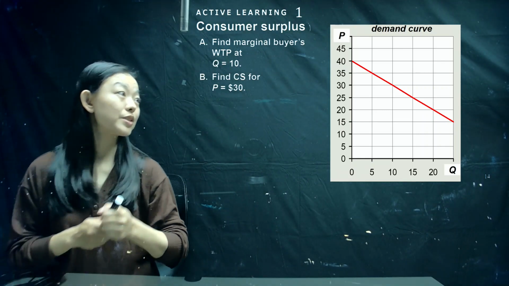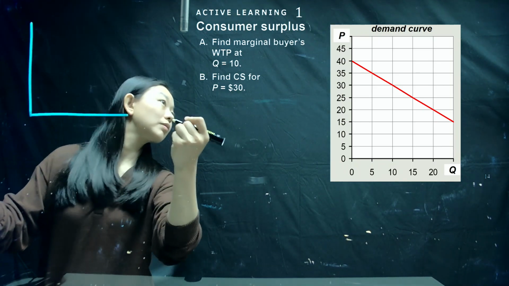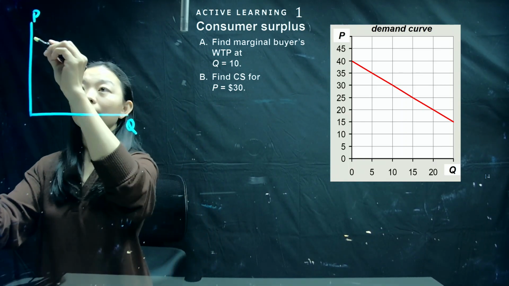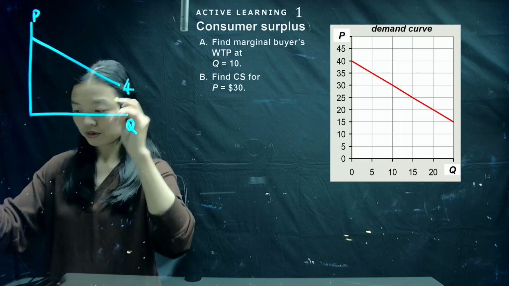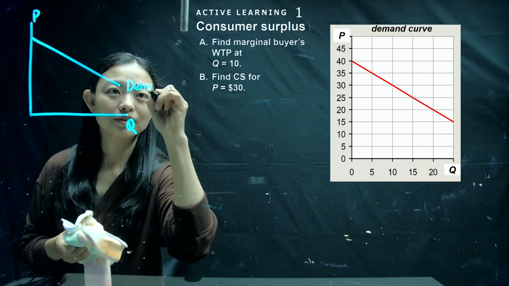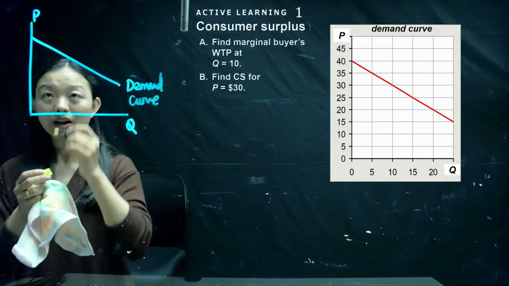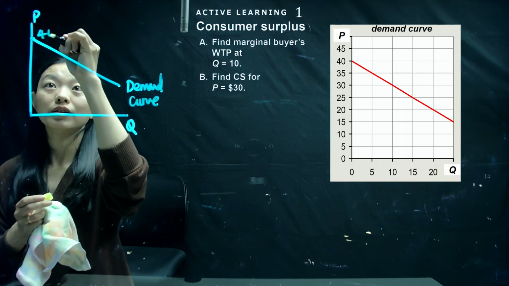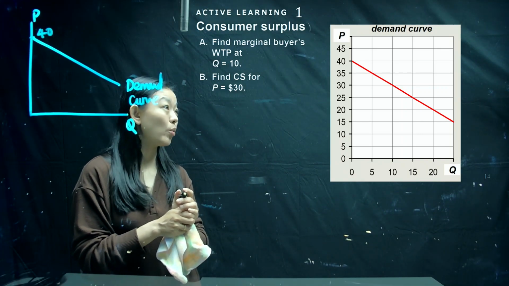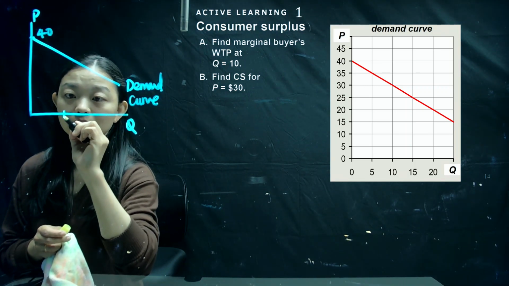Let me draw the graph first. This is the price. This is the quantity, okay? And then this is the demand curve. Sorry, not 40, this is the demand curve. Okay, this is the demand curve. And now the highest market price is $40, okay? And it says, please find the marginal buyer's willingness to pay when quantity equals 10. So what you need to do, assume this is 10, okay?